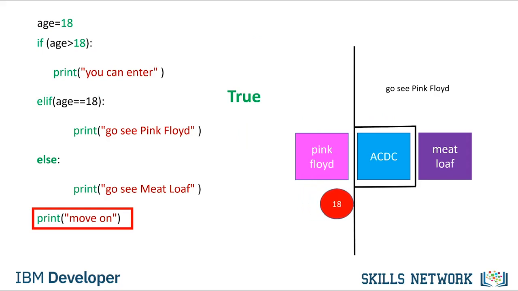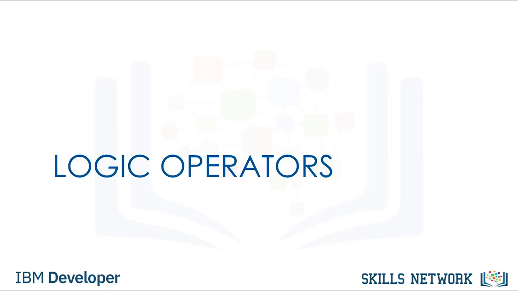If the variable age was 17, the statement "Go see Meatloaf" would print. Similarly, if the age was greater than 18, the statement "You can enter" would print. Check the labs for more examples. Now let's take a look at logic operators.